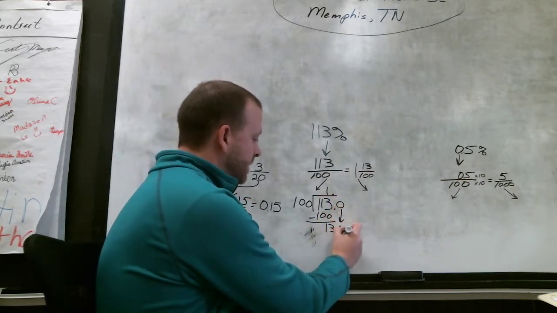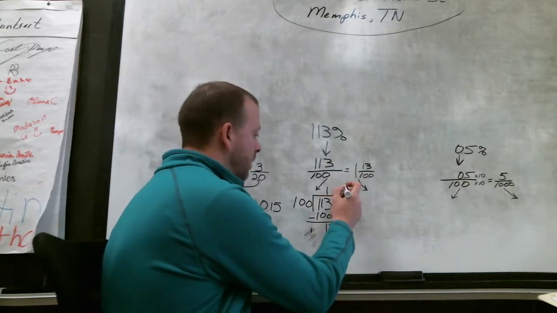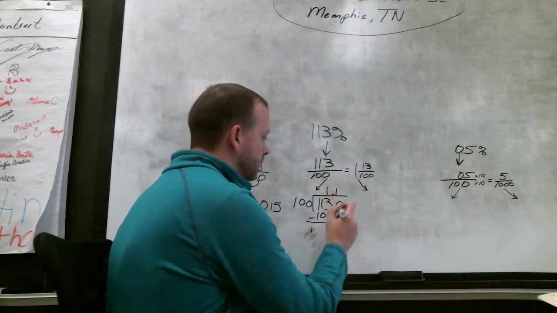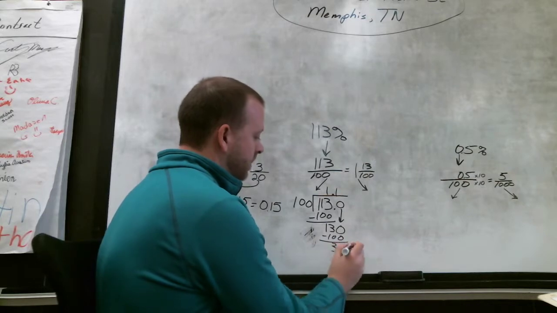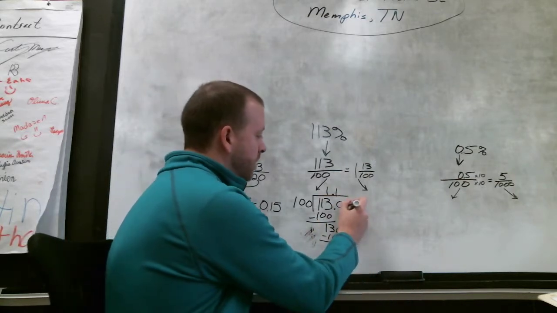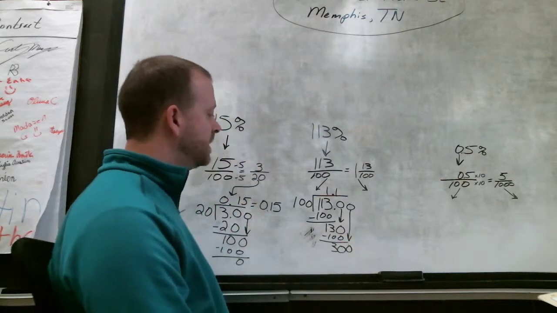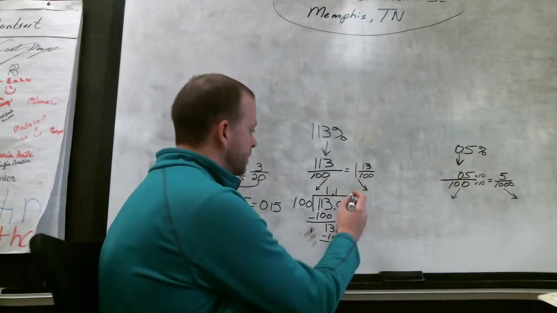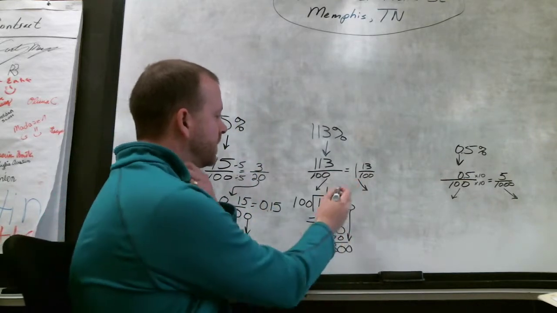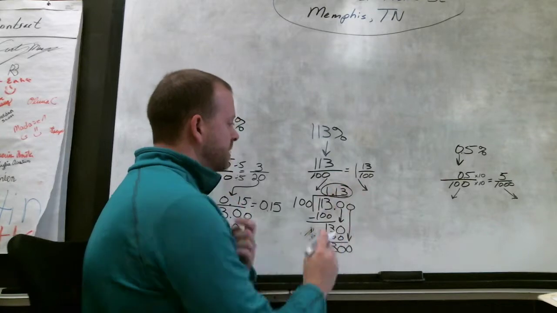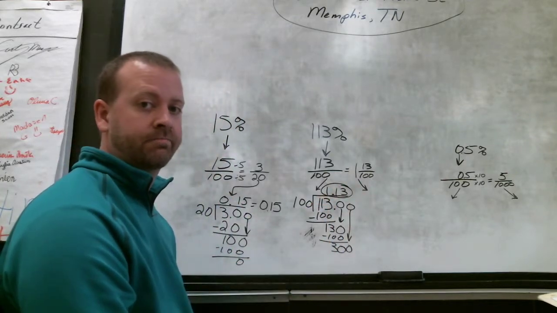Bring our 0 down, and then see how many times 100 will go into 130, which it will go in one more time. Do our subtraction. We have 30 left over. Still have to keep going because we still have a remainder. So we add a 0 up here, bring it down. How many times will 100 go into 300? Well, of course, 3 times. So then this is our decimal: 1 and 13 hundredths.